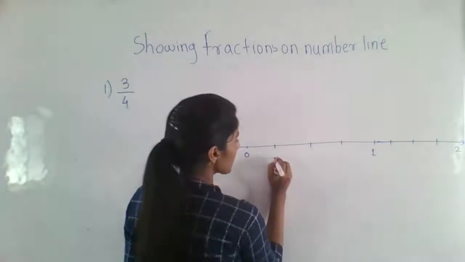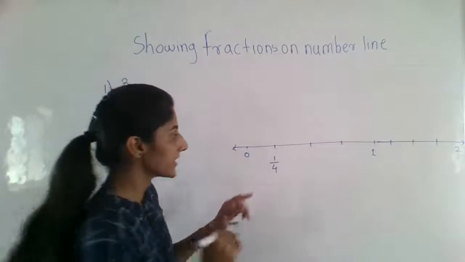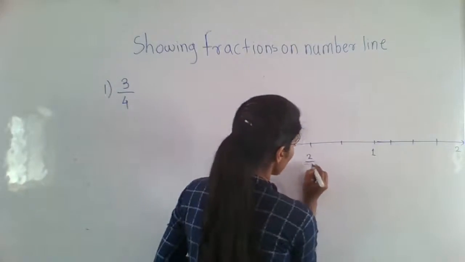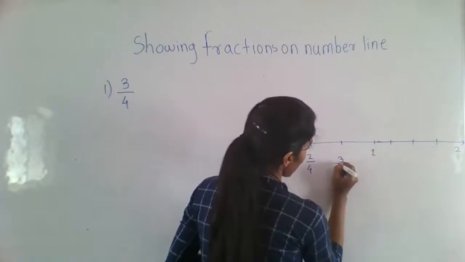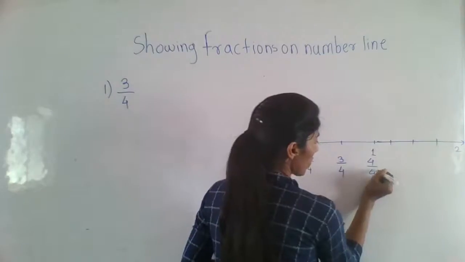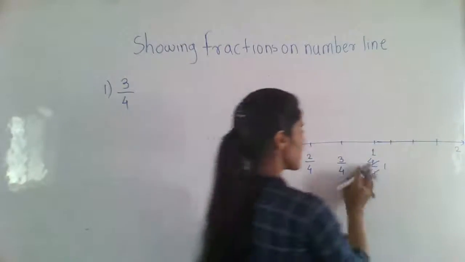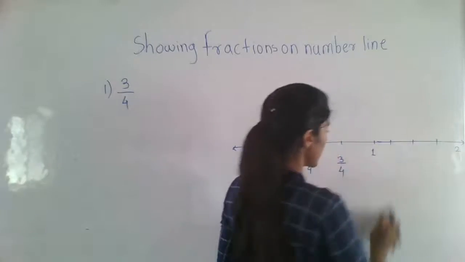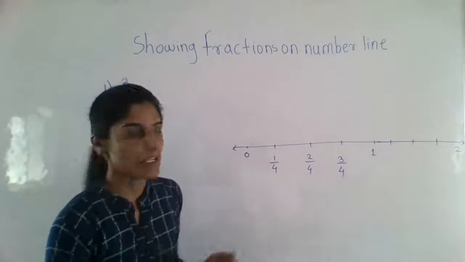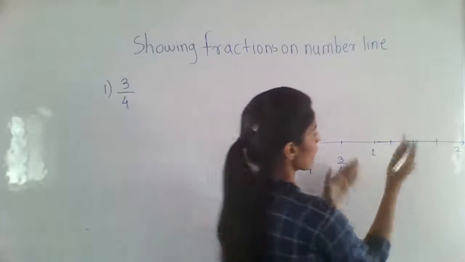Here we divide each unit into 4 equal parts. Therefore, that is 1 by 4 part of this number line. This is 2 by 4. This is 3 by 4. And that is 4 by 4, which is 1. That is our 1. Therefore, there is no need to write 4 by 4 because we know that 4 by 4 is 1.